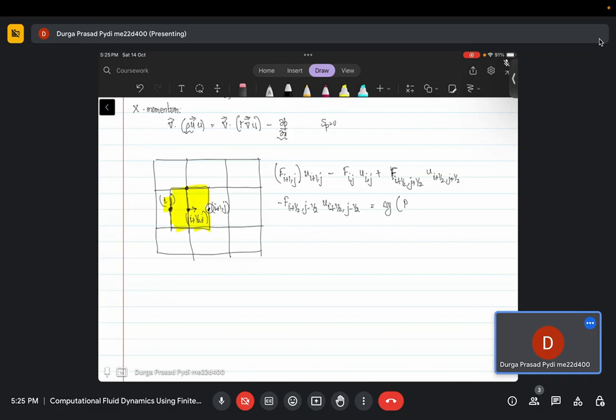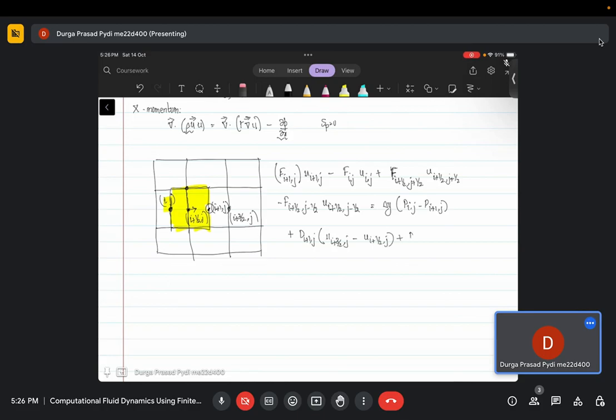This is multiplied by your pressure term, delta P, which is P_{i,j} minus P_{i+1,j}. Since there is a minus, I have just interchanged the signs. Then you have your diffusion terms. On the east face you need to calculate u at the next one. If this is i plus half, this is i plus 1, this will be i plus 3 by 2, comma j. So you have u_{i+3/2,j} minus u_{i+1/2,j}.